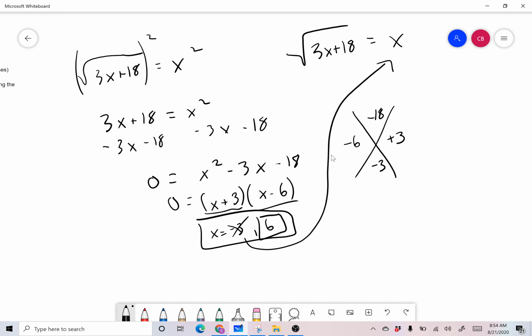And if you plug that in, this is the square root of 18 plus 18 is equal to 6. Square root of 36 is equal to 6. So that one checks out. Okay.